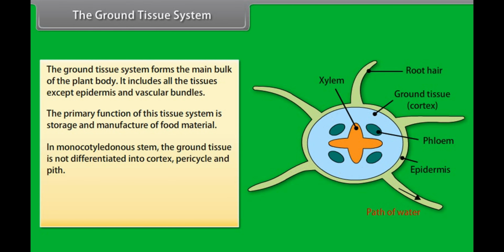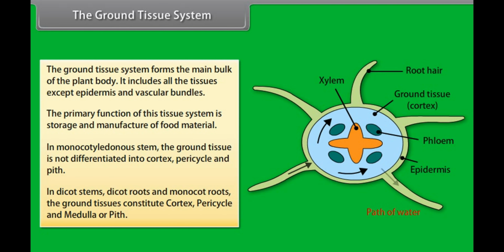In monocotyledonous stem, the ground tissue is not differentiated into cortex, pericycle and pith. In dicot stems, dicot roots and monocot roots, the ground tissue constitutes cortex, pericycle and medulla or pith.